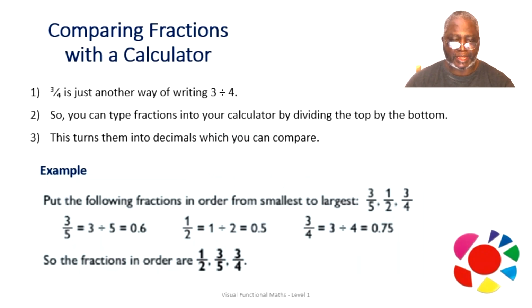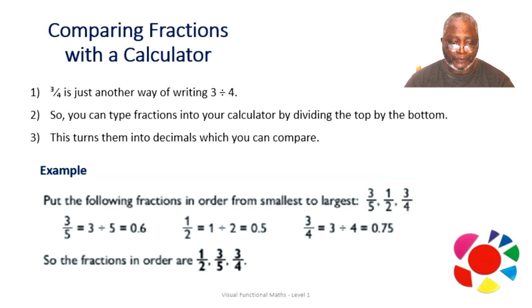Comparing fractions with a calculator is dead easy because a calculator is designed to work in decimals. So you don't have to worry about remainders. Let's look at these. 3/4 is just another way of writing 3 divided by 4. You can type fractions into your calculator by dividing the top by the bottom. This turns them into decimals, which you can compare easily.